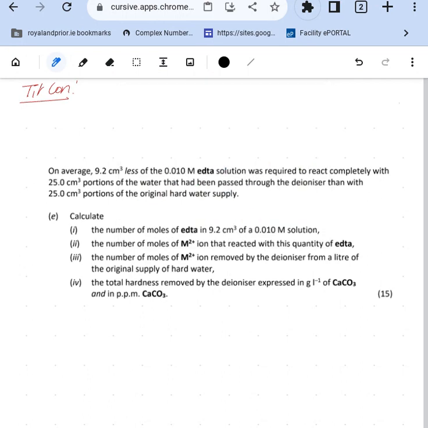So on average, 9.2 centimeters cubed less of the 0.01 molar EDTA solution was required to completely react with 25 centimeters cubed portions that have been passed through the deionizer, compared with 25 centimeters cubed of the original water sample. Calculate the number of moles. I don't know what they're on about with this less, because I've cut off the first bit. I'm just going to do these questions and hope that they work. Preparation is poor. So I'll just go into part E, part 1.